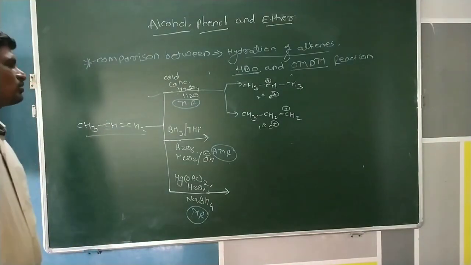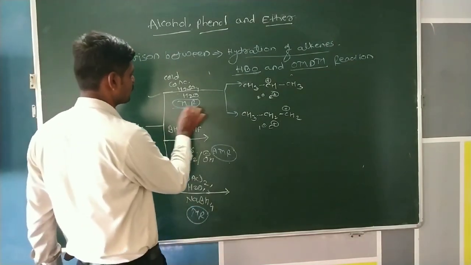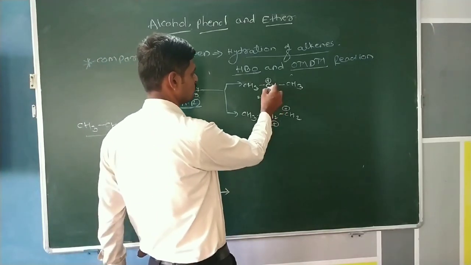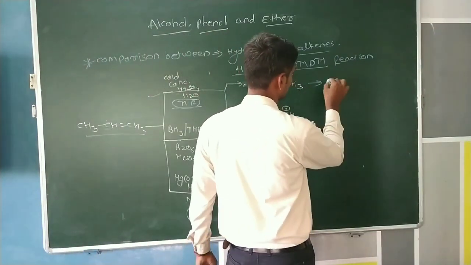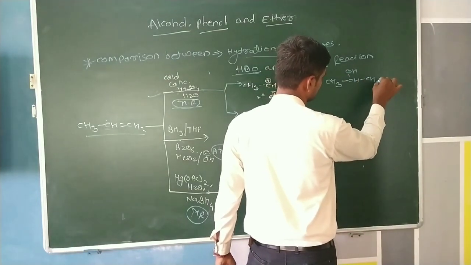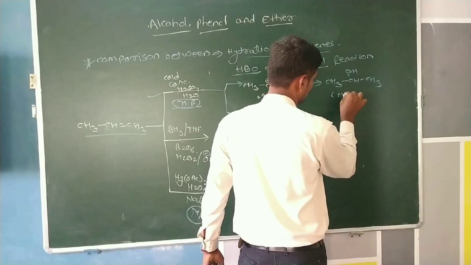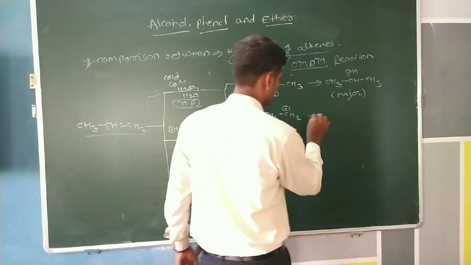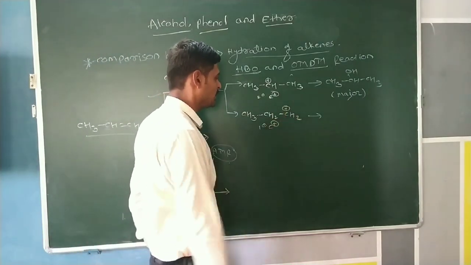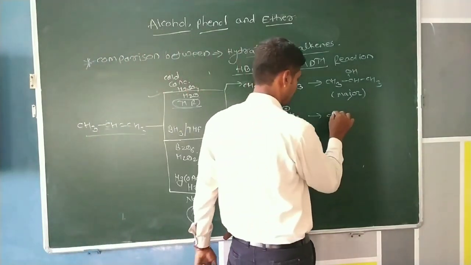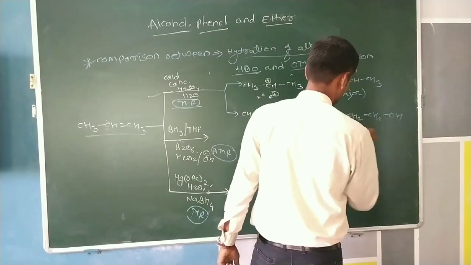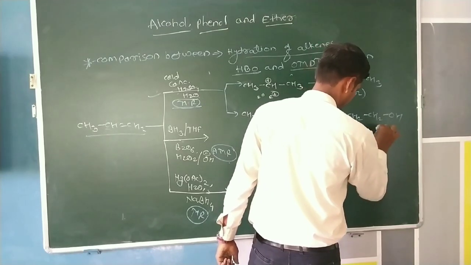And the secondary carbocation is more stable than the primary carbocation, as well as the product is formed according to Markovnikov's rule. That means the OH is attached to this carbon atom, and it forms the major product, CH3 CH OH CH3. And from the primary carbocation, OH minus attacks the primary carbocation, then it forms CH3 CH2 CH2 OH. That is a minor product.